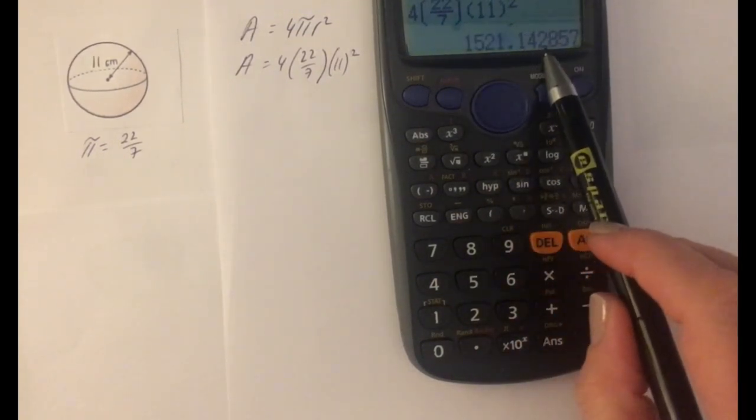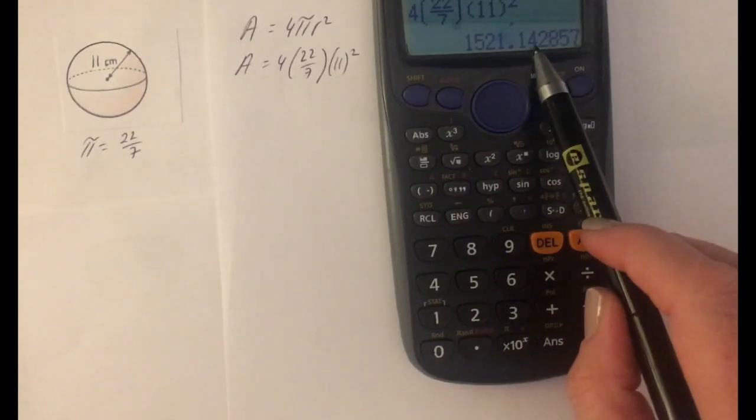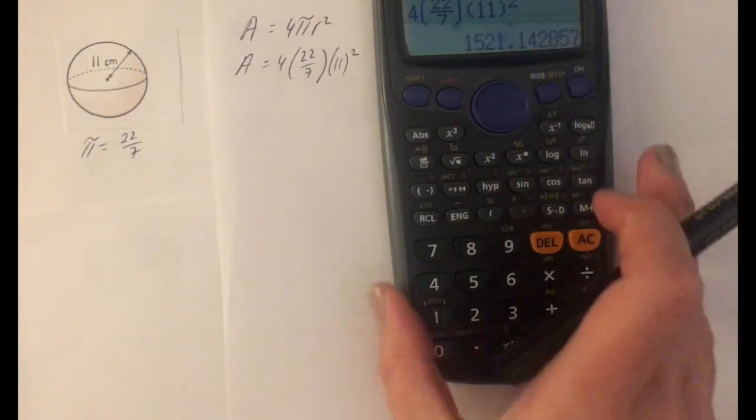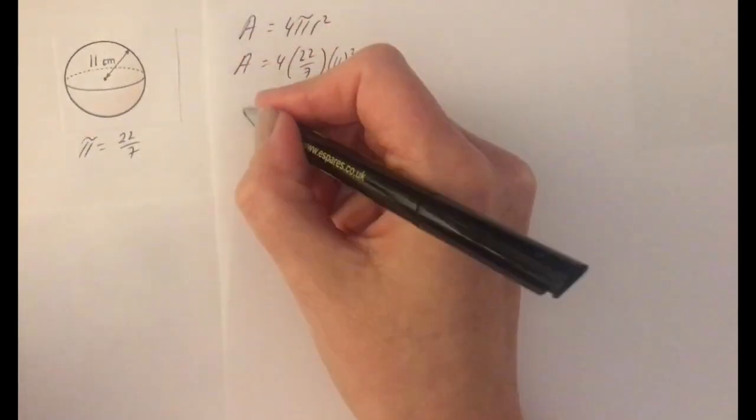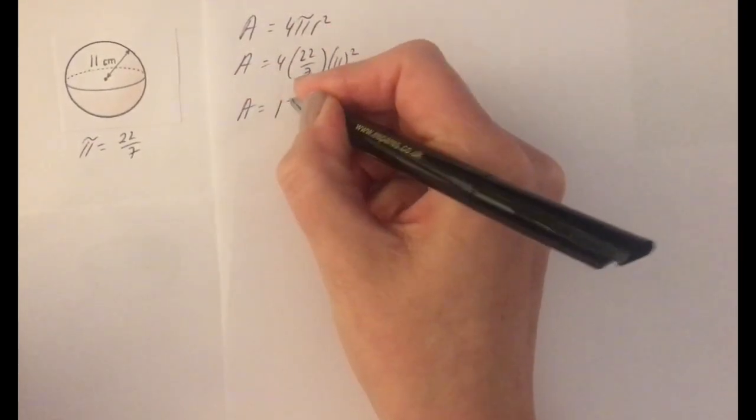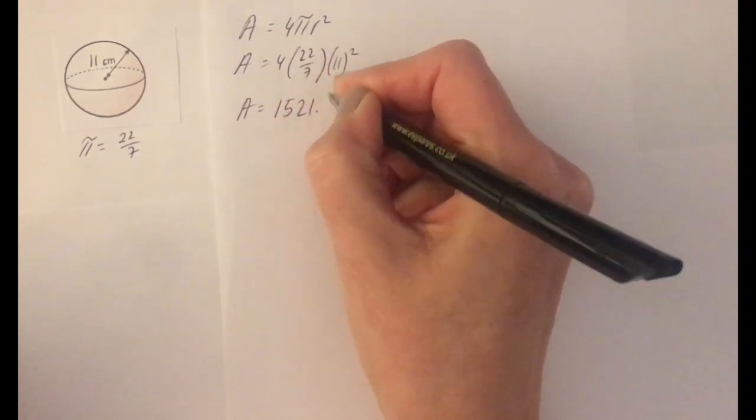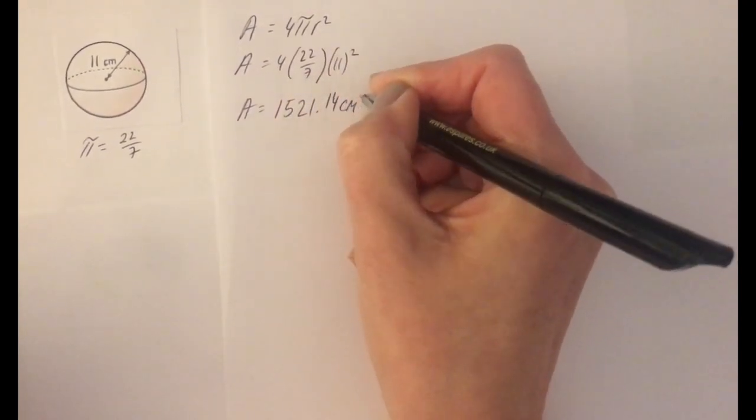Look at the 2 that comes after. It tells us what to do, and in this case, it tells us to leave it as it is. It doesn't make it bump up. So my final answer to 2 decimal places for the total surface area of this sphere is 1521.14 centimeters squared.